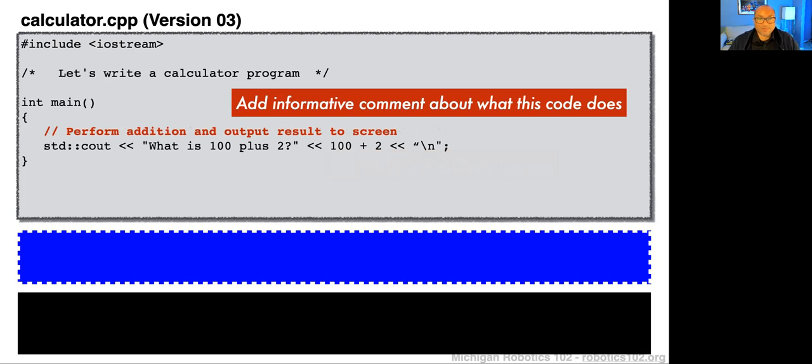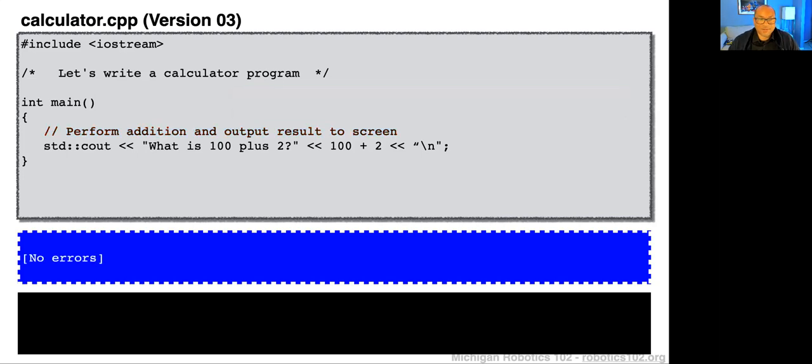And so here, we're just going to put a comment that says perform addition and output the result to screen. So other people looking at our code understand what we're trying to do without having to be their own compiler and executor to figure things out. It's just helpful, and not only for other people. It's helpful for your future self to say, all right, I know what I was actually trying to accomplish. All right. So if we compile this, we will get no errors.